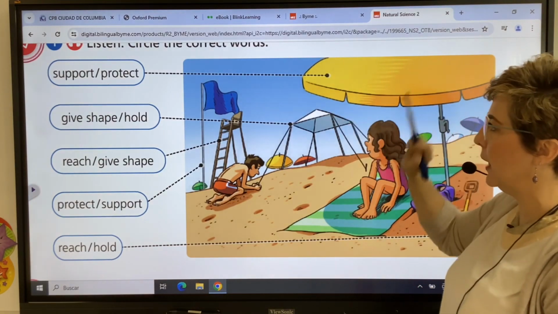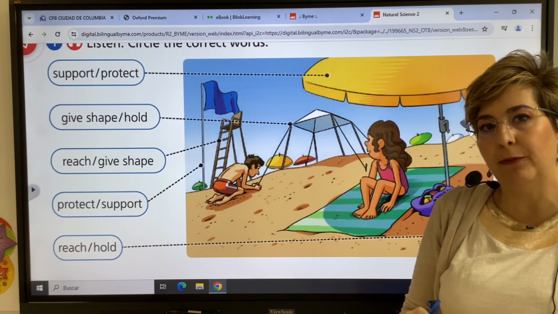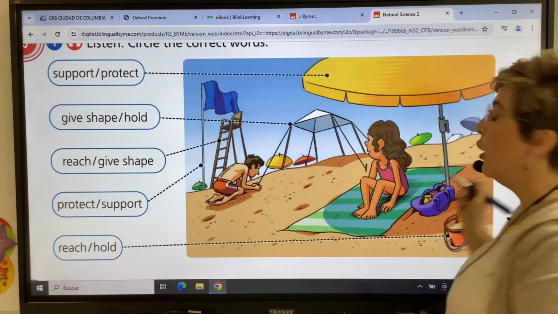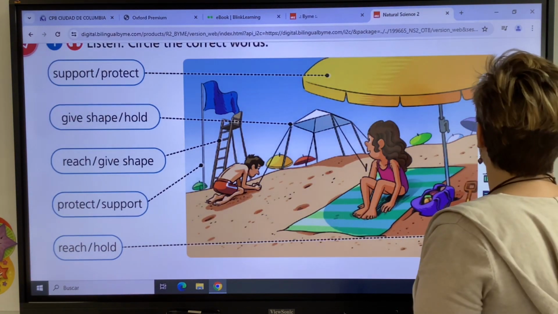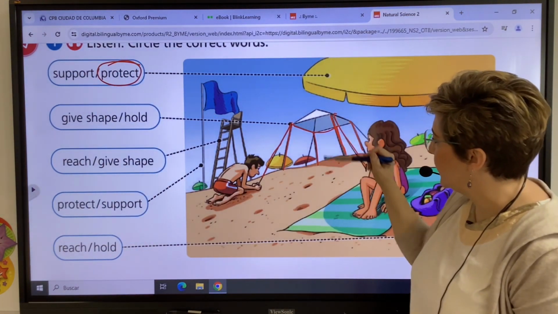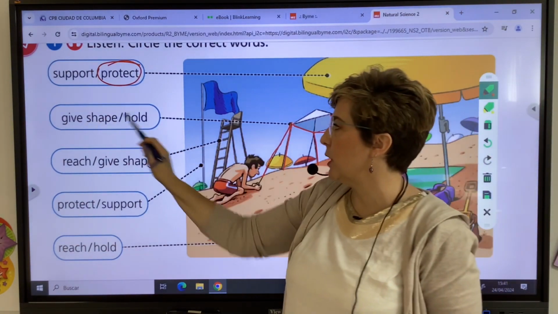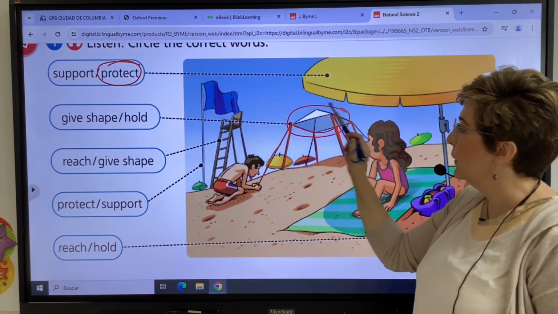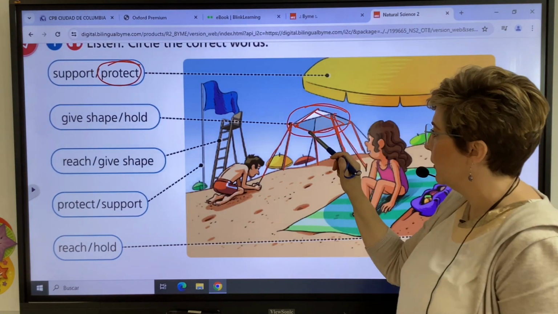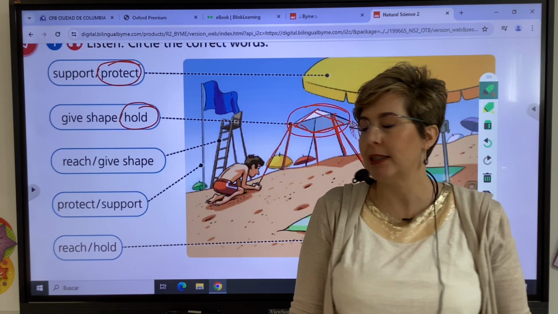We have an umbrella. Do you think an umbrella is for support or for protection? It's for protection, to protect us from the sun. So we have to circle protect. What about these sticks, these little pillars that we have here? Do they give shape or do they hold the rooftop? So we are talking about the rooftop. They hold, they keep it in place.